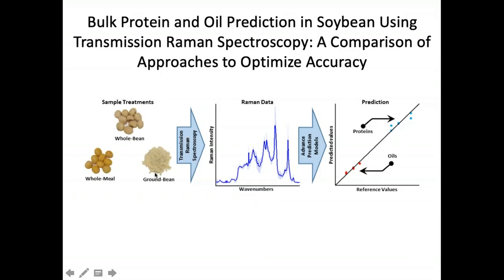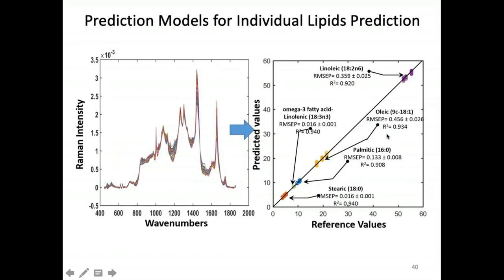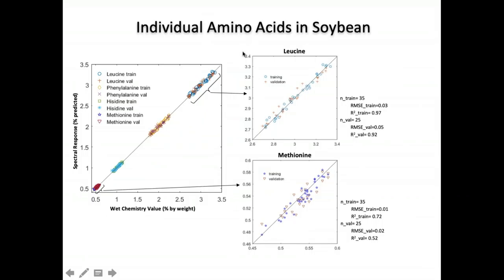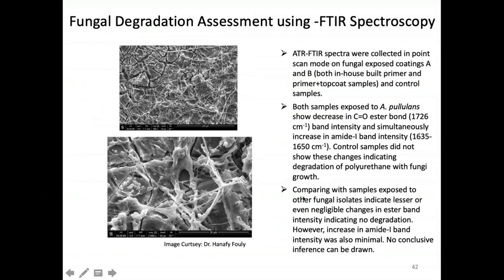So the idea is we do different experimental treatments, we collect Raman, then we develop different kinds of models and predict different chemicals. Here I'm showing the lipid predictions, and these are individual lipids. We had this Raman spectra, we did PLS and MLR models. Here, the reference values on the x-axis are from HPLC methods, and on the y-axis we have the Raman predictions. As you can see, they are pretty much on one line and did a good job of predicting these lipids. Similarly for individual amino acids, not just the bulk protein, we could make good prediction models based on the Raman data.